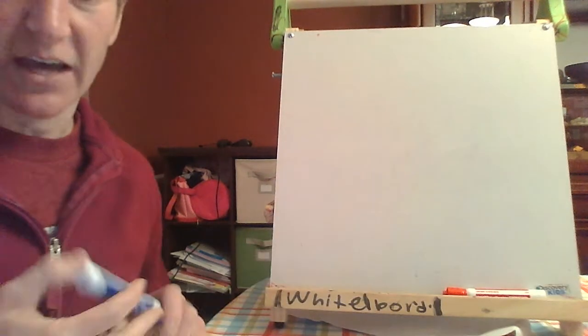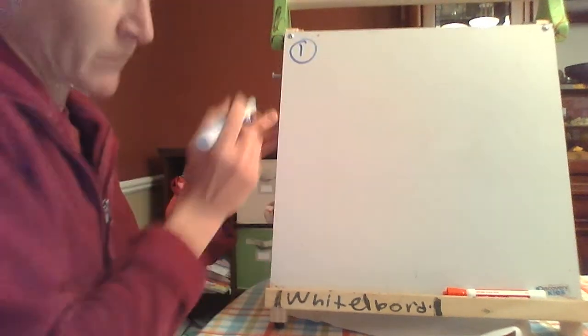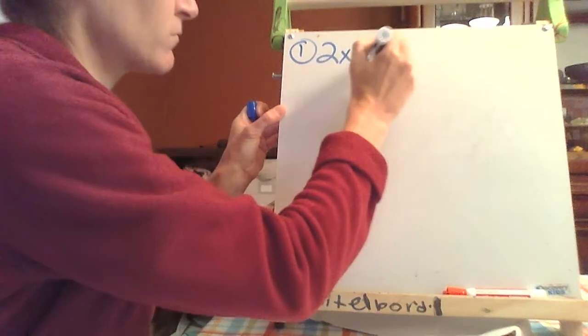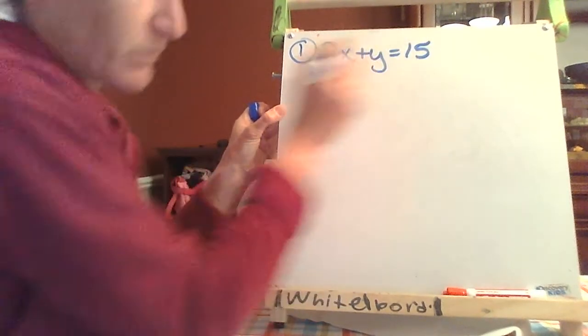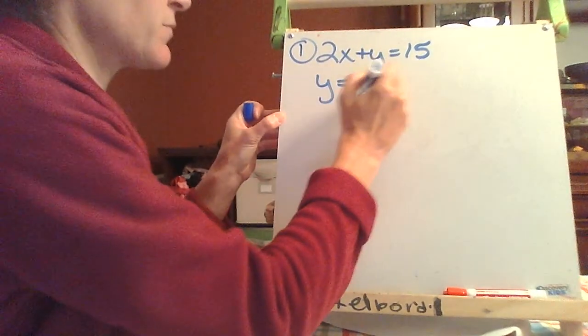Okay, so system of equations means we have to have two equations. So let's get two equations. First one: 2x plus y equals 15. And we have y equals x plus 3.